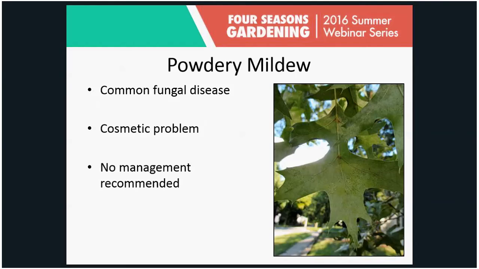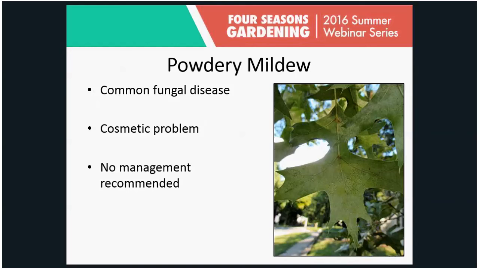Powdery mildew is a really common disease, and we see this all year long on different hosts. You tend to see turf powdery mildew in spring. You see things like lilac powdery mildew or bee balm powdery mildew in summer. Peony powdery mildew tends to show up a little bit later. Oak powdery mildew tends to show up in fall, but it can show up earlier.